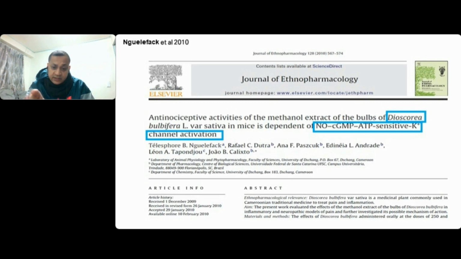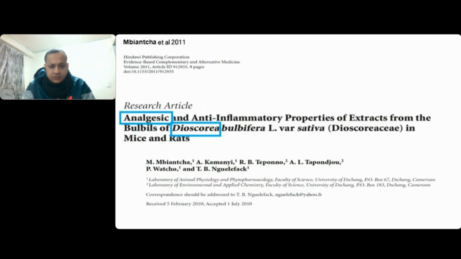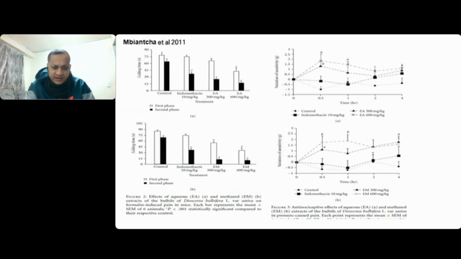So they found that the Dioscorea plant extract, not the Diosgenin. I mean that Diosgenin is present in this plant, and maybe one of the influencing factors here is Diosgenin. So you can see that they used this plant extract, and it reduced the licking time. Diosgenin also showed an analgesic effect in different studies. This is also a plant extract.